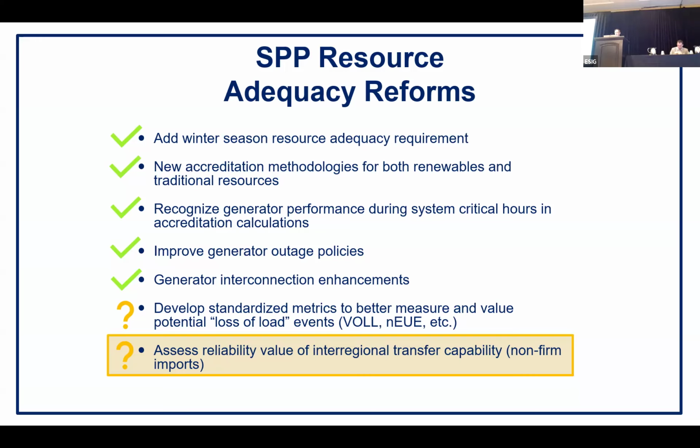So as I mentioned, we added a winter resource adequacy requirement as we saw a lot of the risk hours shift into the winter season. Definitely sped up by the fact that we had Winter Storm Uri and a couple other winter storms following on. We have changed our accreditation methodologies. It's hard to believe that just a few years ago we were using accreditation that closely matched nameplate capacities, but like most regions, we aren't there anymore, smartly.